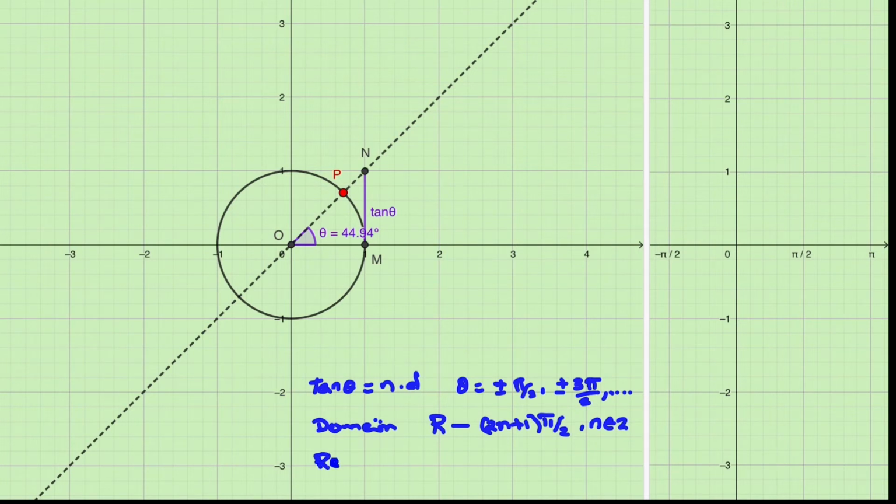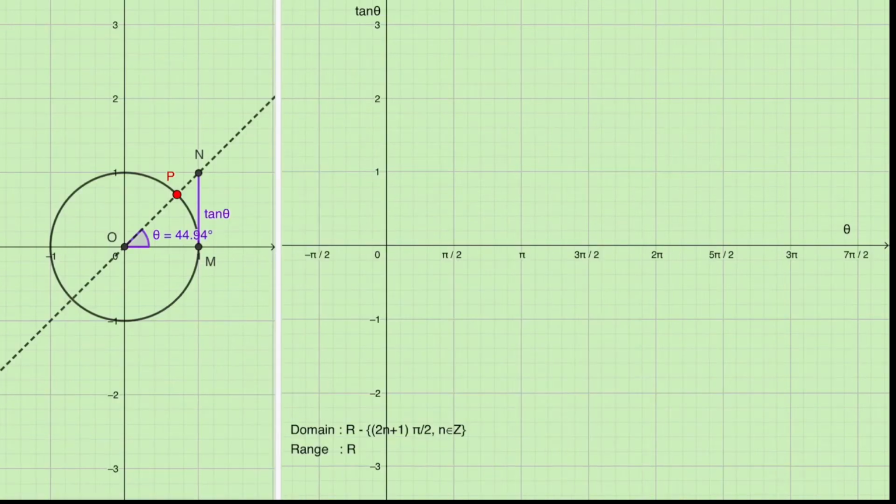And range for tan function is, it goes up to plus infinity as well as minus infinity. So, it can take any real value. This is the range of tan function. Now, let us plot the points and draw tan curve.